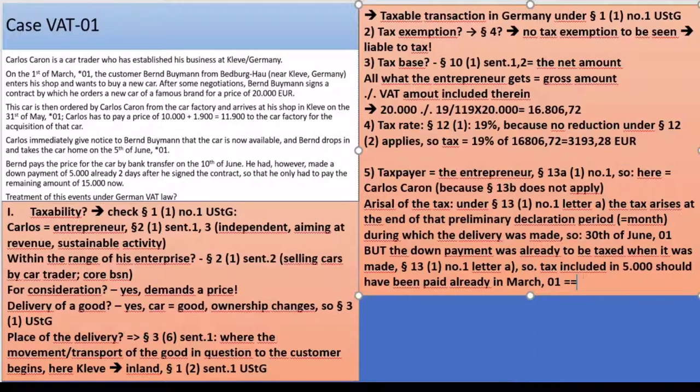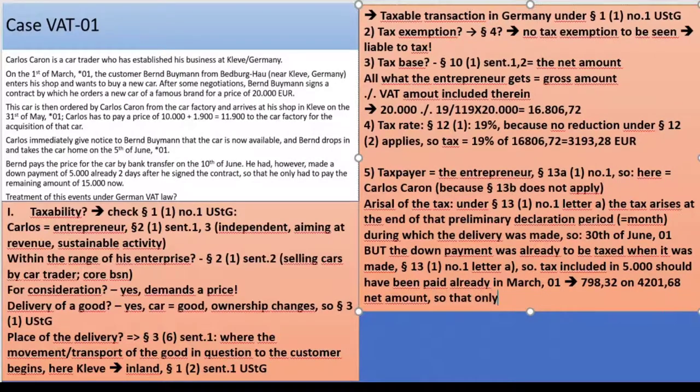And so included in 5,000 euro there was already included VAT of 798.32 on 4,201.68 net amount, so that only 3,928 minus 7,9 remained to be paid in March. And that is 2,460.